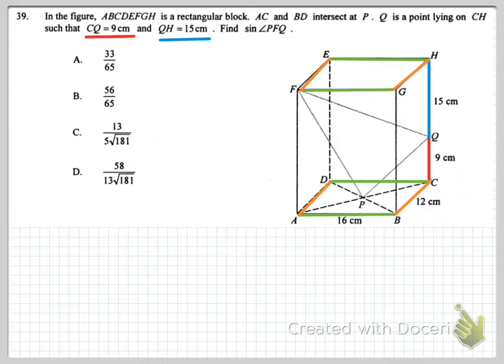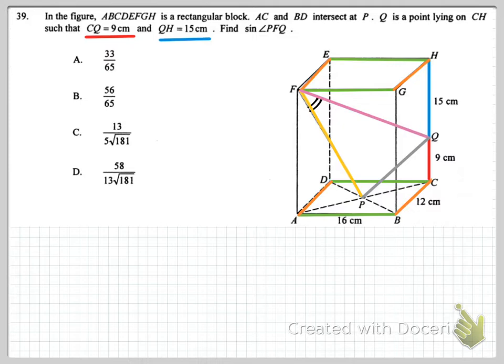Now let's see. At the end, we want to find angle sine PFQ. So we want to find this angle. Now it depends on the focus triangle. I guess the focus triangle will be triangle FPQ. That is the most obvious way to get the angle. So let me put them in yellow, pink, and gray.